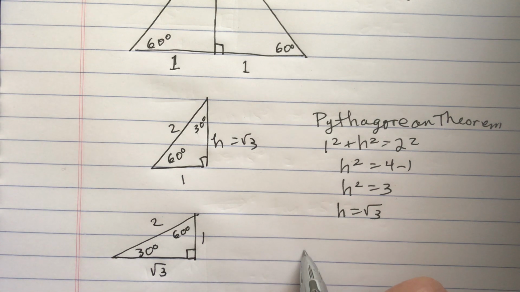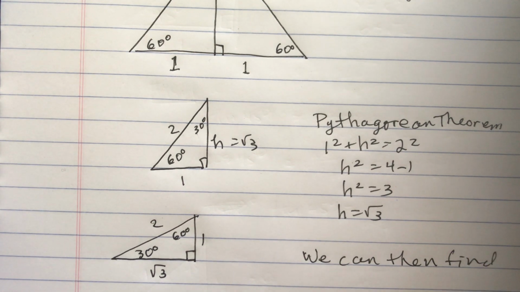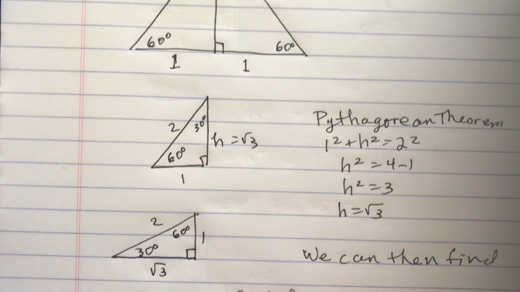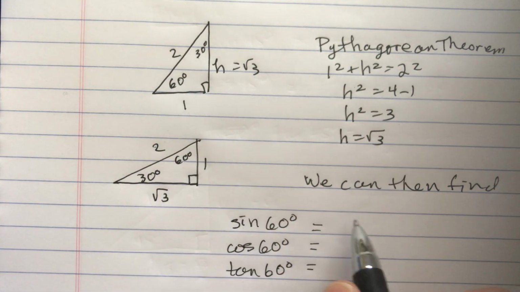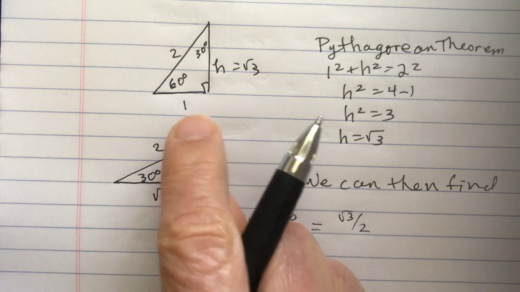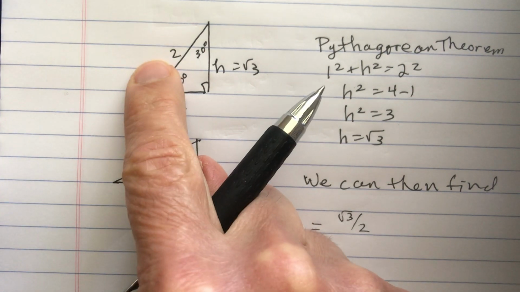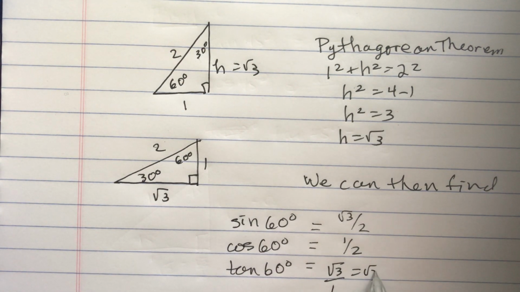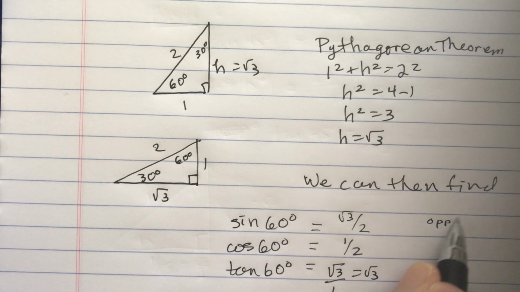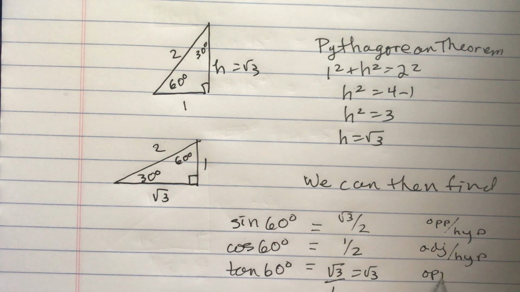And so we can then find sine 60 degrees, cosine 60 degrees, tan 60 degrees, and we can just refer to those triangles. So sine is opposite over hypotenuse, I said that wrong before. Cosine is adjacent over hypotenuse, and tangent is opposite over adjacent. Should I have written that down? So this is opposite over hypotenuse for sine, adjacent over hypotenuse for cosine, opposite over adjacent for tangent.